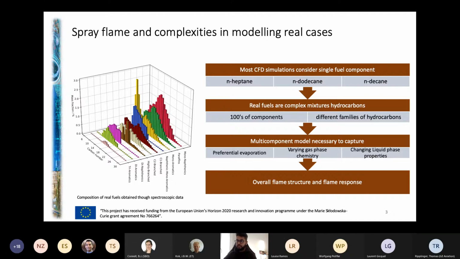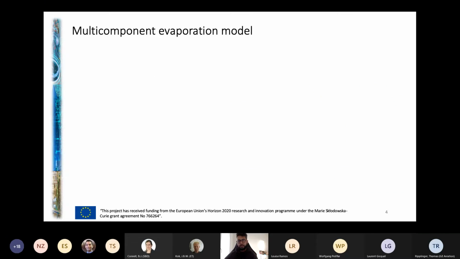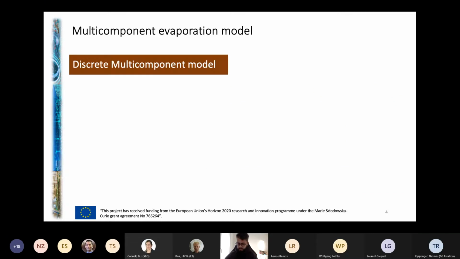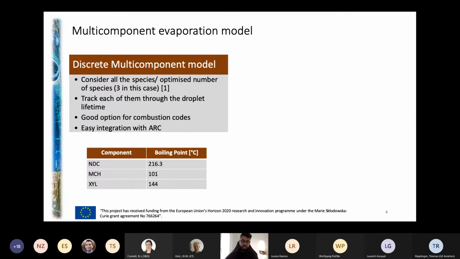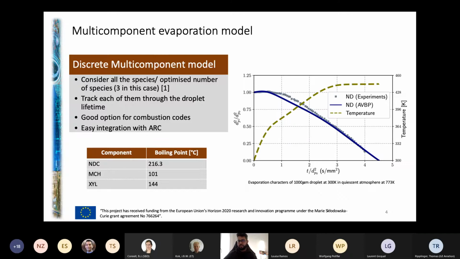To implement this kind of evaporation modeling, we thought to consider the discrete multi-component model. What you do there is you track a few species. In our case, it has been 3 for the 2 fuels that we use. In general, it's about 5 to 6, and you track them through the lifetime of the droplets. It's a very good option because you can easily integrate it with the chemistry that is available, or rather the analytically reduced chemistry. An example of that for Jet A would consist of 3 components, that is n-dodecane, methyl cyclohexane, and xylene. And we validated this with experimental results.